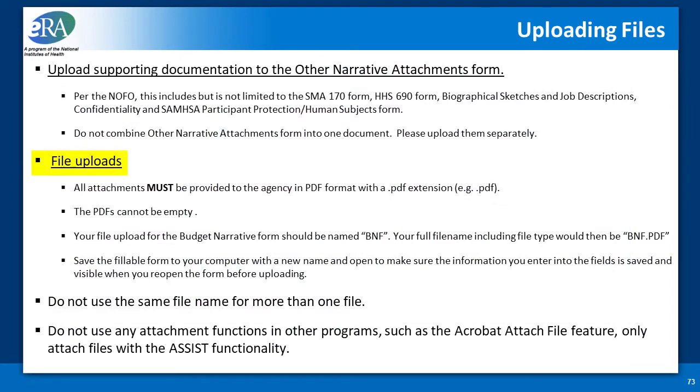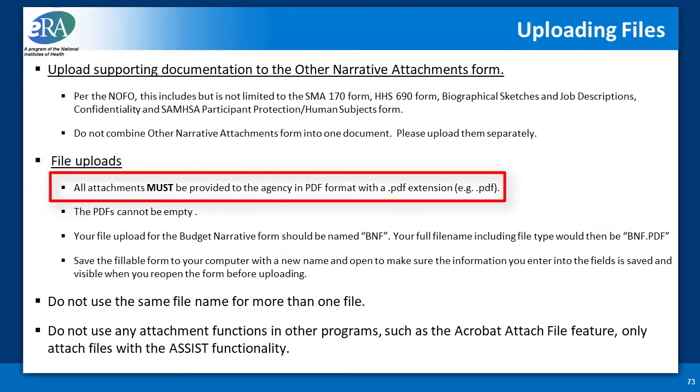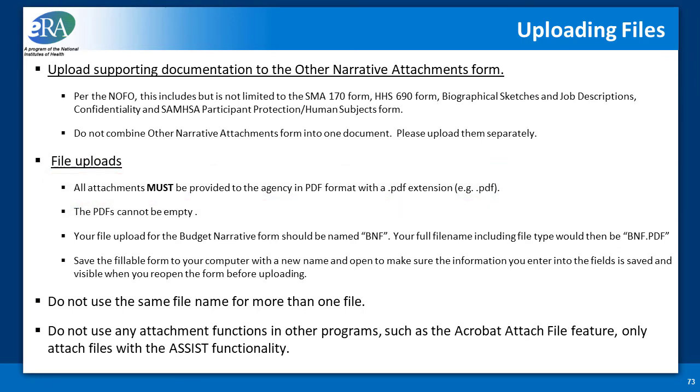Several forms have file uploads. Any file you upload in Grants.gov, or Assist, must be a PDF. If you upload a non-PDF, it may take the submission, but when you run validations, it will let you know the file is not acceptable. It needs to be a PDF.